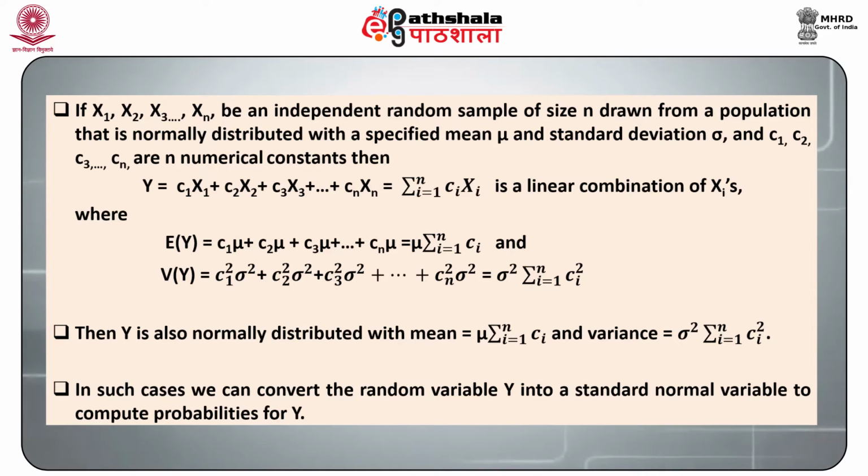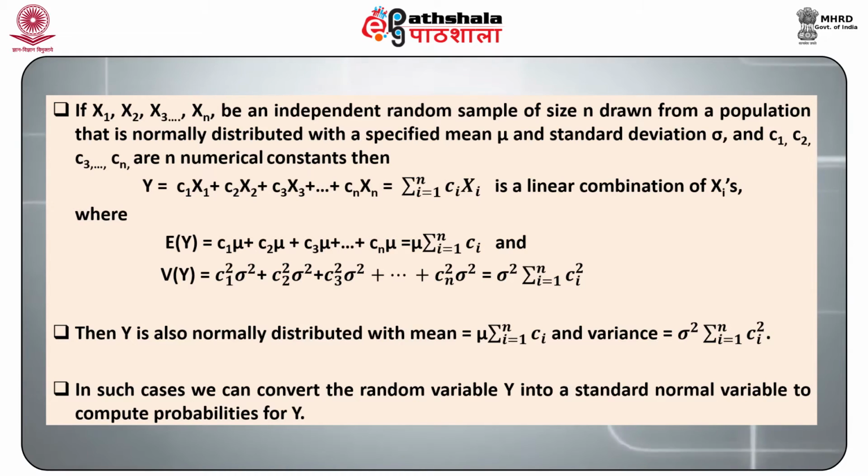where E(Y) is equal to c1 mu plus c2 mu plus c3 mu plus so on cn mu, which is equal to mu into summation i equal to 1 to n ci, and V(Y) is equal to c1 square sigma square plus c2 square sigma square plus c3 square sigma square plus so on cn square sigma square, which is equal to sigma square summation i equal to 1 to n ci square. Then Y is also normally distributed with mean equal to mu summation i equal to 1 to n ci, and variance equal to sigma square summation i equal to 1 to n ci square.